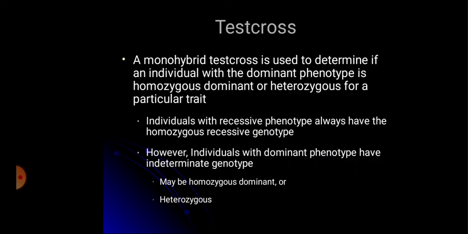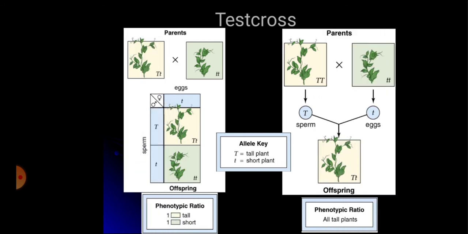And the test cross, a monohybrid test cross is used to determine if an individual with a dominant phenotype is homozygous dominant or heterozygous for a particular trait. Individuals with recessive phenotype always have the homozygous recessive genotype. However, individuals with dominant phenotype have indeterminate genotype, may be homozygous dominant or heterozygous. Okay po. The sample of test cross is this. Yan po ang sample ng test cross po natin.